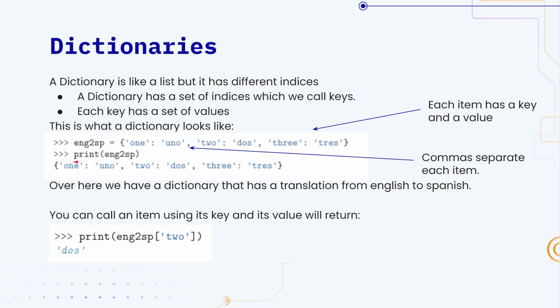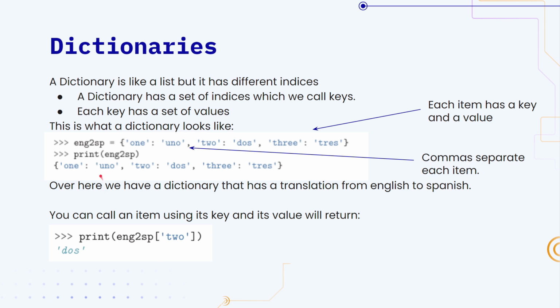If we were to print this dictionary, as you can see, we'll get the whole dictionary. 1 equals uno, 2 is dos, 3 is tres. So of course that is just 1, 2, 3 in English and Spanish, where we're assigning the key 1, which is English, to the Spanish translation, which would be the value.